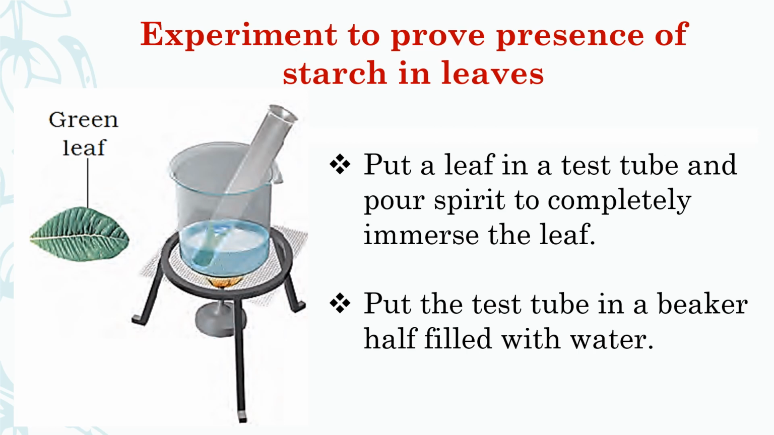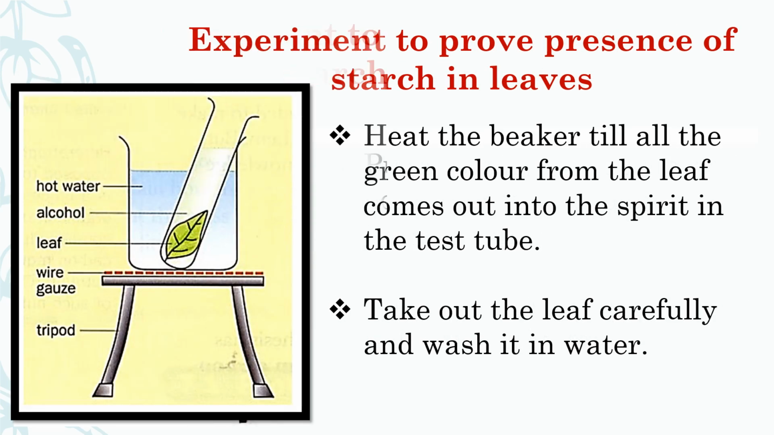Now put the test tube in a beaker half filled with water. Heat the beaker till all the green color from the leaf comes out into the spirit in the test tube. Take out the leaf carefully and wash it in water. So now our leaf is colorless. Now we can clearly observe the color change.